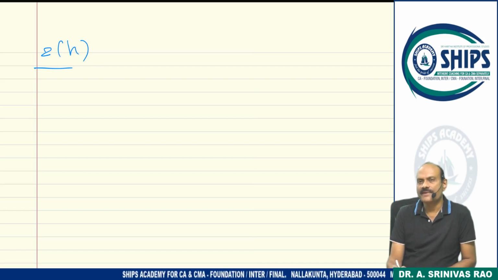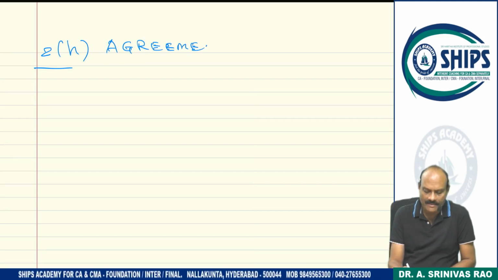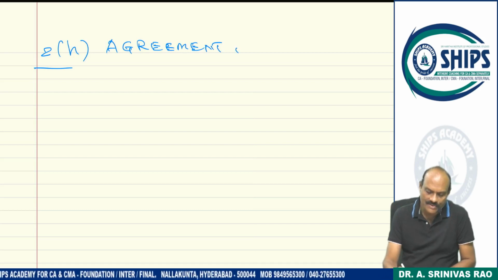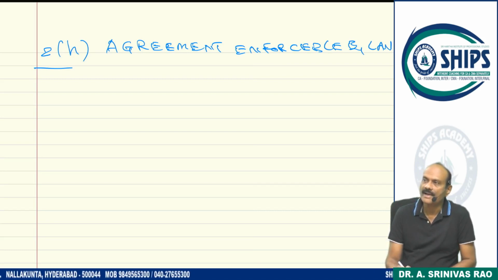What is the definition of a contract? Write down: agreement enforceable by law. So this is the definition of a contract.